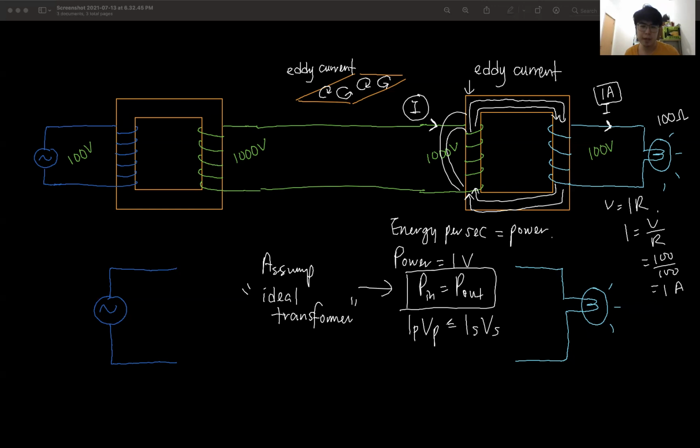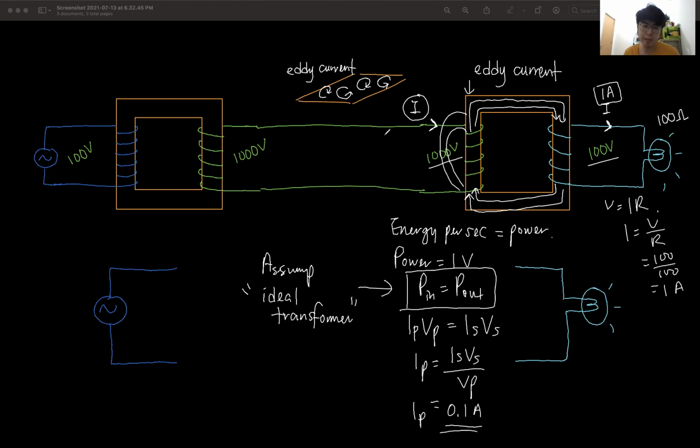Okay, so I use this to calculate my current in the primary circuit. Let's say this is 100 volt, right? This is 1000 volt. So we can find IP equals IS VS over VP. Put in the values, all this you know, voltage and current, and you will get 0.1 ampere.